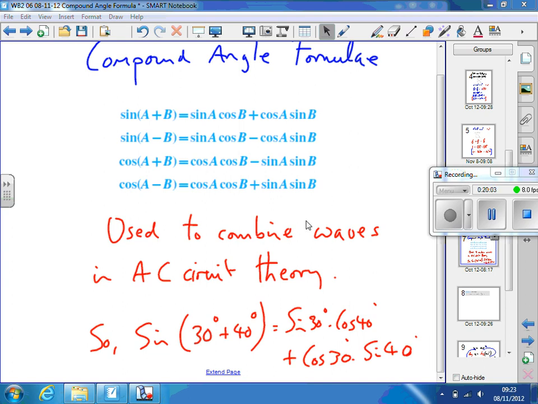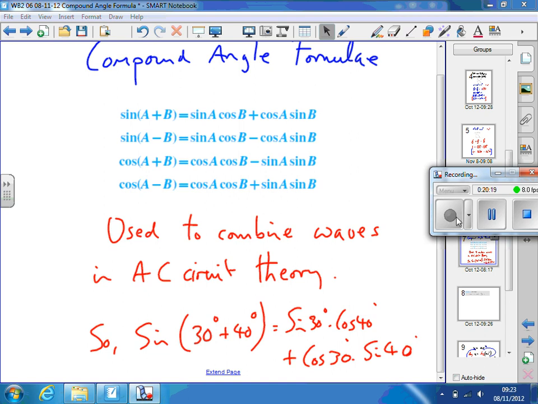But if you use these a lot, which you would do if you do a lot of sound theory, you'd get to know these things, because you'd use them. Obviously, anything you use, you tend to remember, don't you? So there they are, these compound angle formulae.